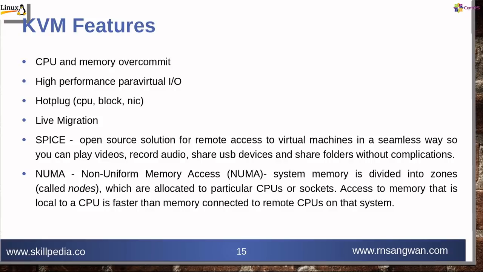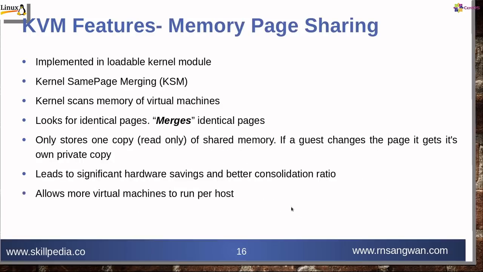Then we have NUMA, which is non-uniform memory access. The system memory is divided into zones called nodes, which are allocated to particular CPUs or sockets. Access to memory that is local to a CPU is faster than memory connected to a remote CPU on that system. Then there is a very interesting feature called memory page sharing, implemented in loadable kernel modules. Kernel Same Page Merging, KSM, is the feature name.